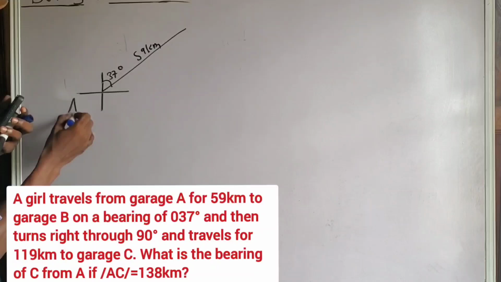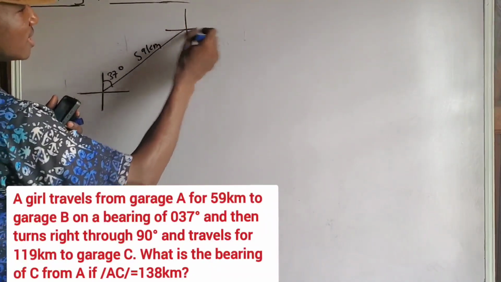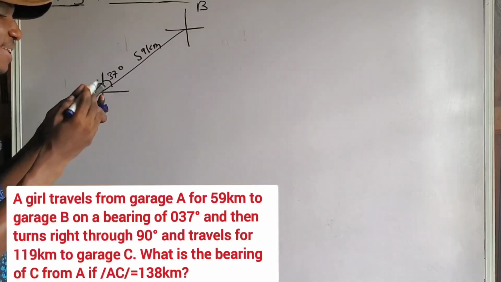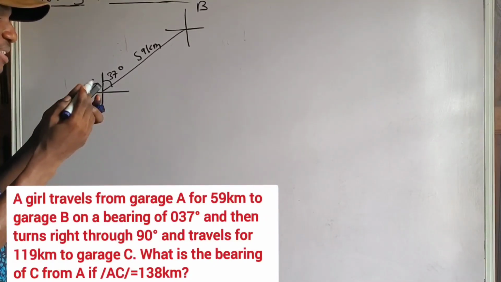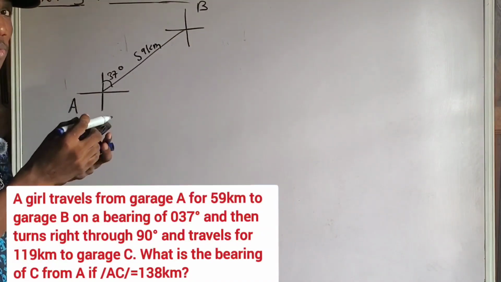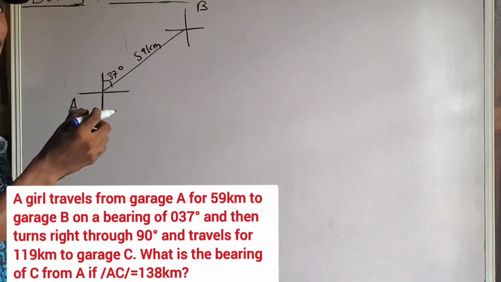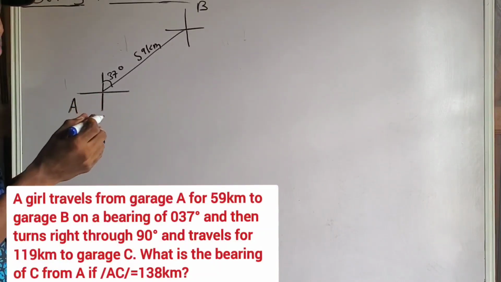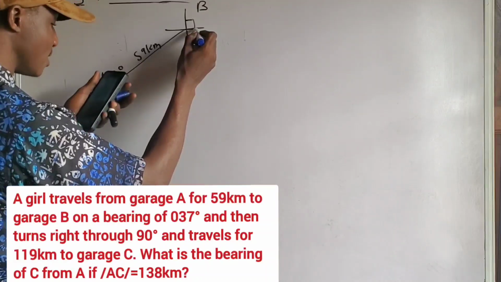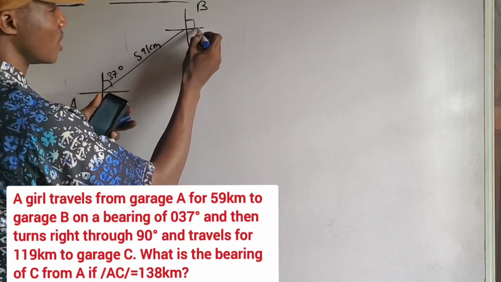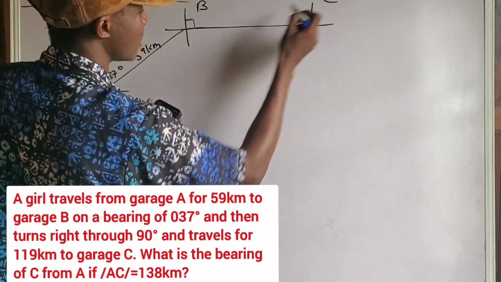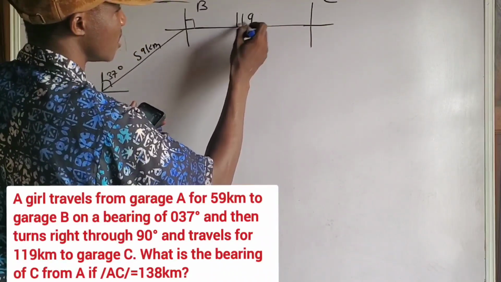So this is garage A, let's put A. And this point that you see here is garage B, let's put B. Now, the girl then turns right through 90 degrees. You know that bearing is measured from the north pole clockwise. So through 90 degrees means that the girl turns from this point to this point and travels 119 km to garage C. This is garage C, and the distance is 119 km.